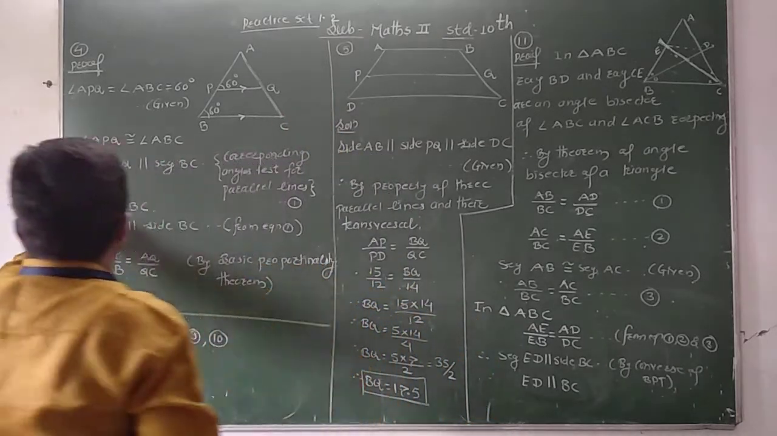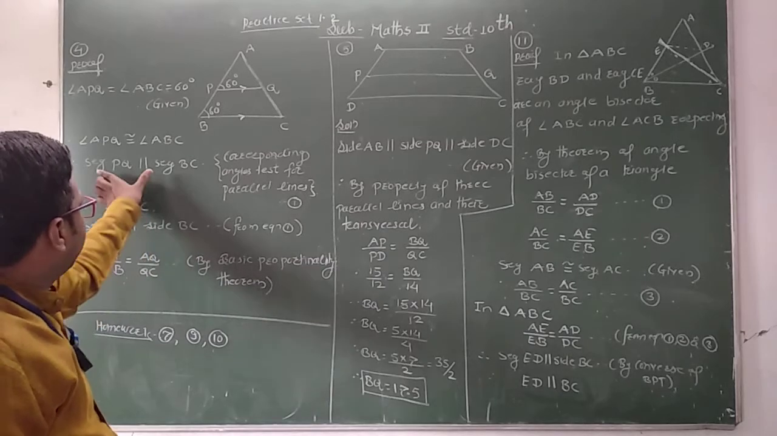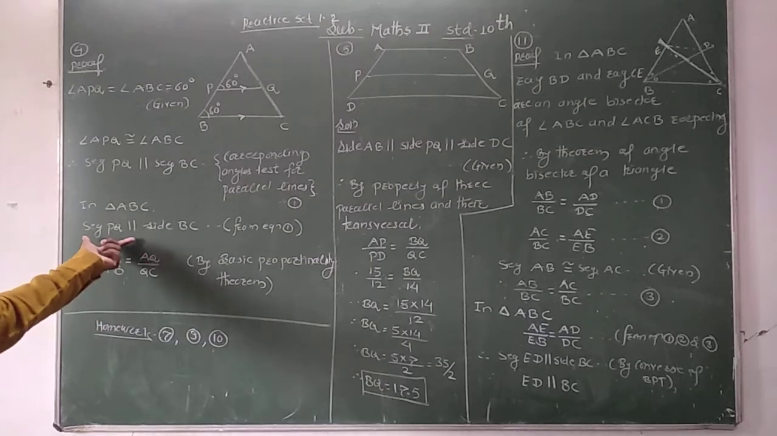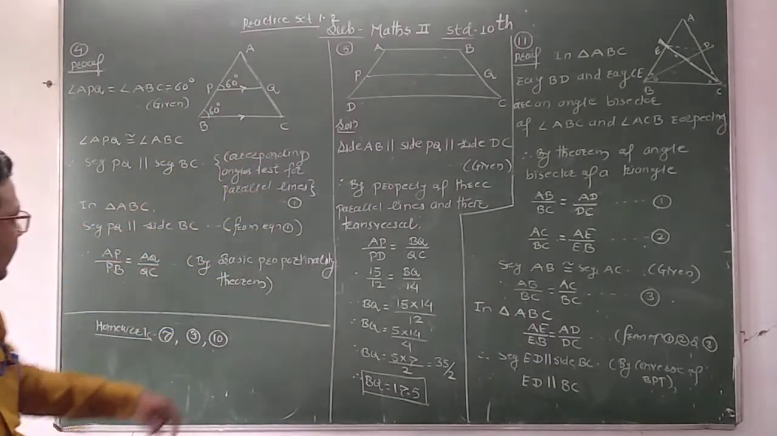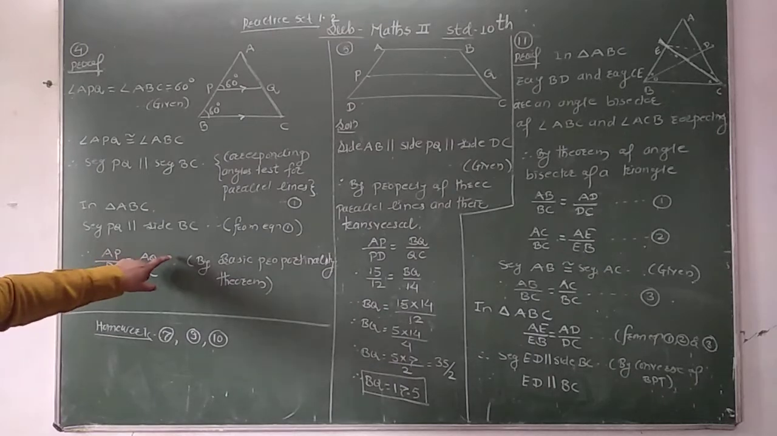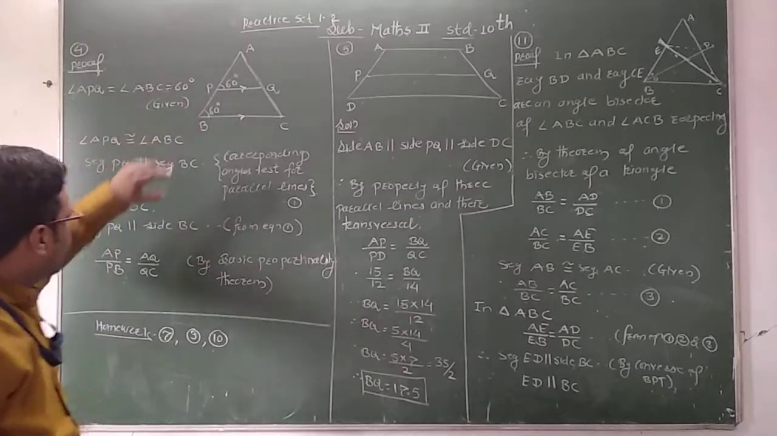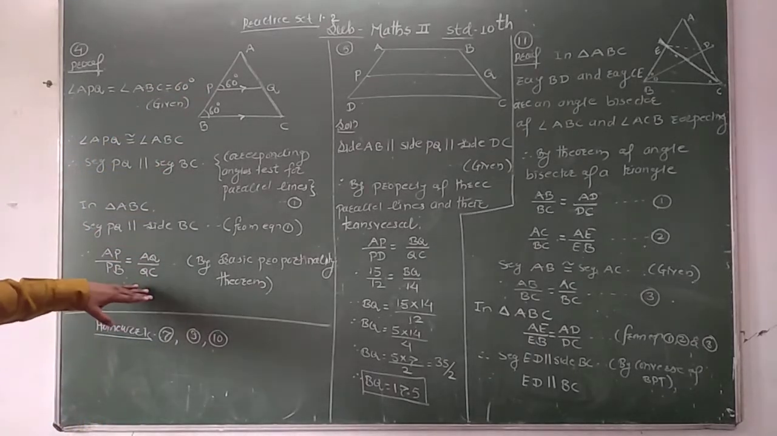Therefore, in triangle ABC, segment PQ is parallel to side BC. Here we proved this in equation 1. Therefore, from equation 1, we can write segment PQ is parallel to side BC. Then, by the basic proportionality theorem, or BPT theorem, we write AP upon PB is equal to AQ upon QC. That we have to prove. Okay. In this way, here we complete the fourth question.